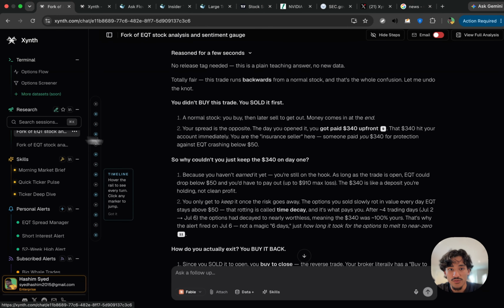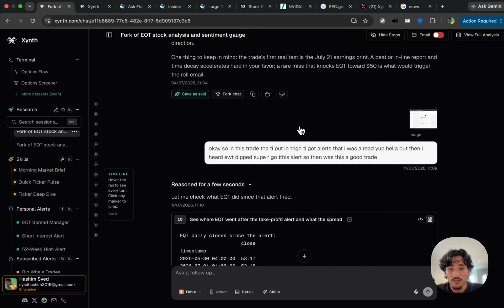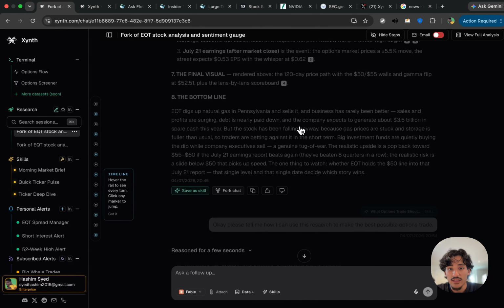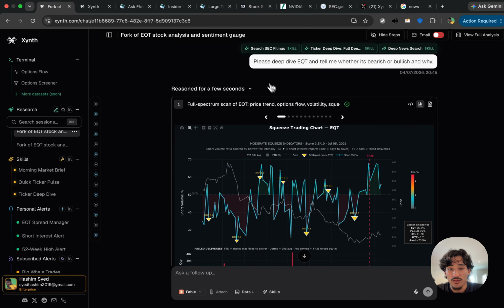This is a chat of a user that essentially used that signal to help him make some money. He saw that EQT was part of the alert, so he subscribed to that alert, and then he got an email. So he told Xynth, please deep dive EQT and tell me whether it's bearish or bullish. And then he attached three different skills with it, one for SEC filing, the other one for ticker deep dive, and one of them for deep news search. These skills basically tell Xynth how to perform in a way where the answers are more comprehensive and reliable.